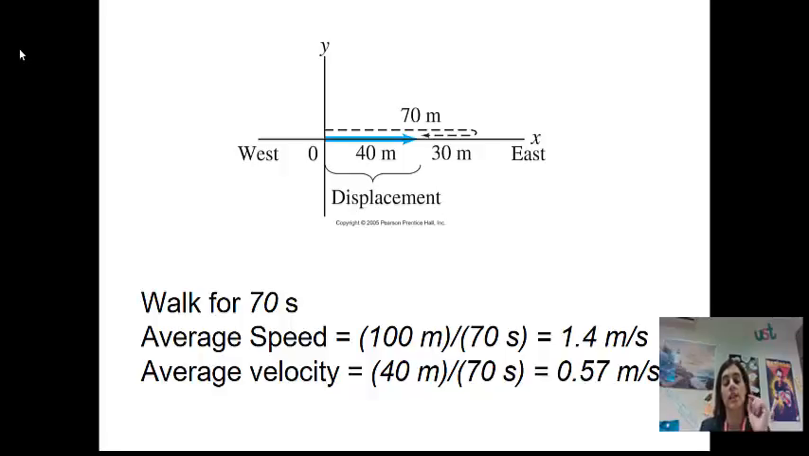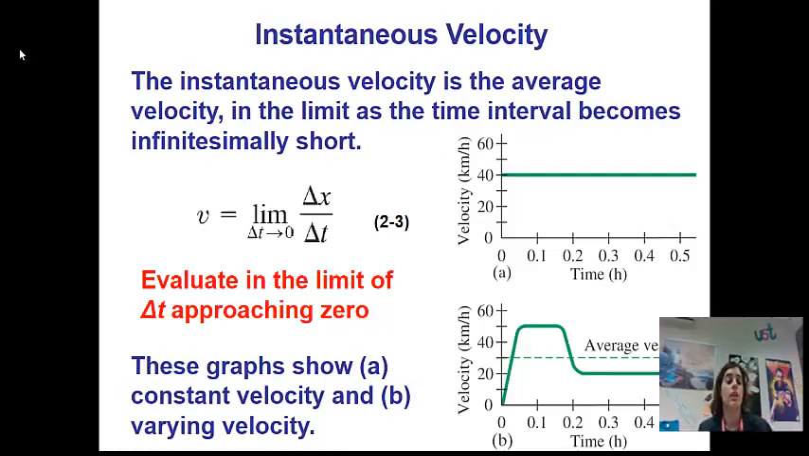So the average velocity is going to be 40 meters divided by the 70 seconds. That gives you an average velocity of 0.57 meters per second. It's in the positive direction, or east. And that gives you your direction there for your vector quantity. Okay? Instantaneous velocity, I mentioned before, you can't just look at average velocity. You're actually looking at the derivative of the position vector, so the position function. So instantaneous velocity is the derivative of position.